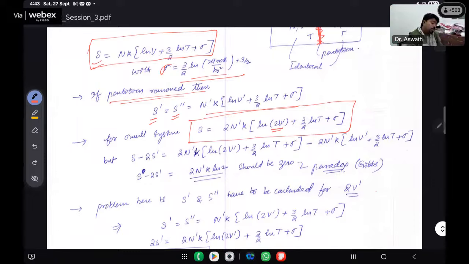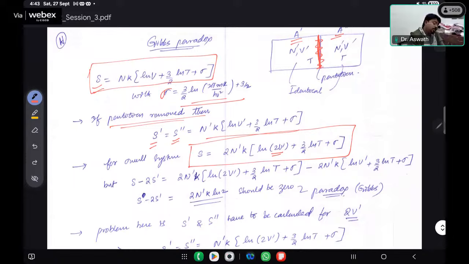Okay, I assume that when I remove the partition, no mixing happens, and the overall entropy of the system is just twice the individual entropy. So I'll just do as per the overall entropy and what is as per my assumption. If I try to find S minus S2 into any one of the entropy, I am going to get some difference. It should not be right.